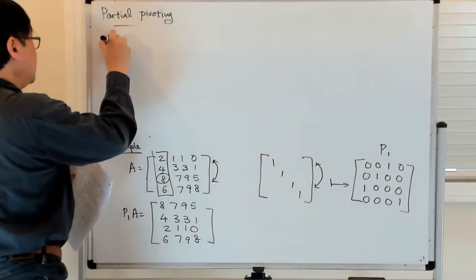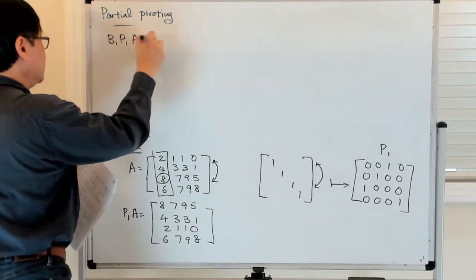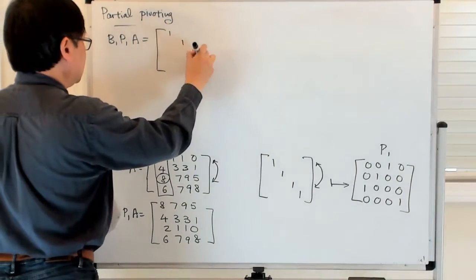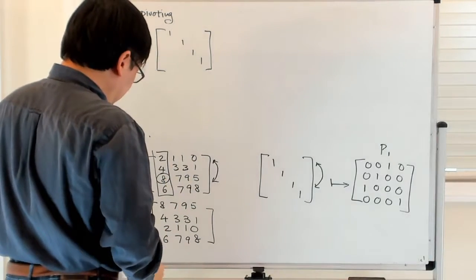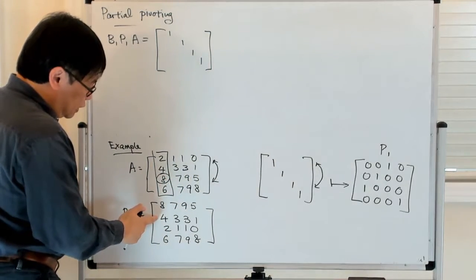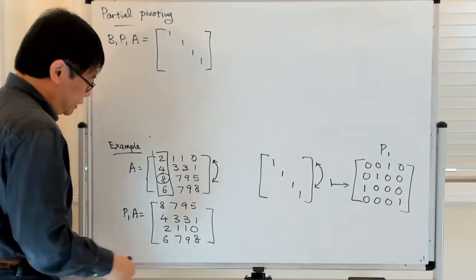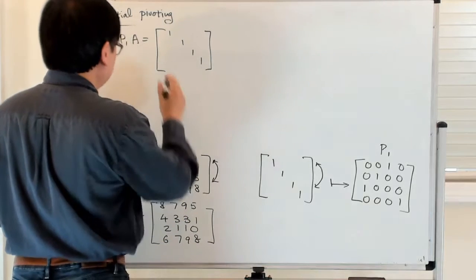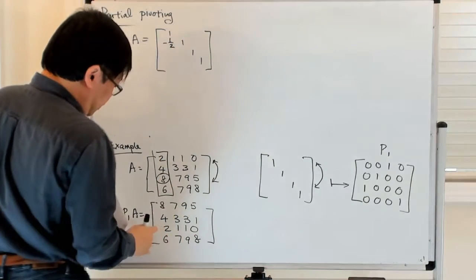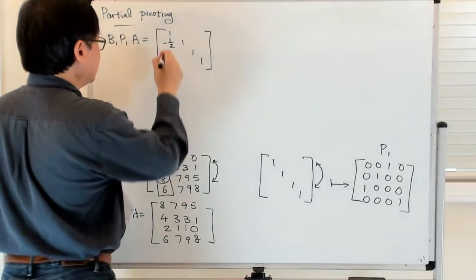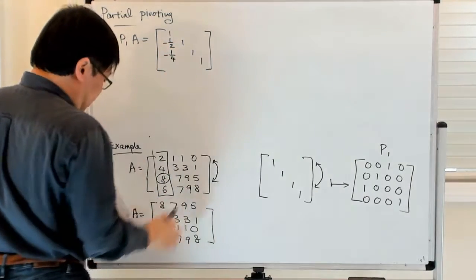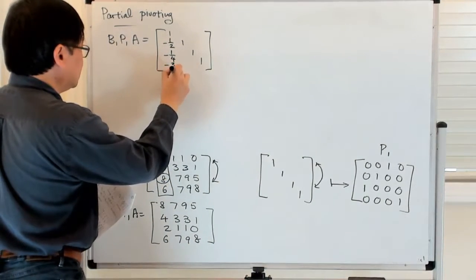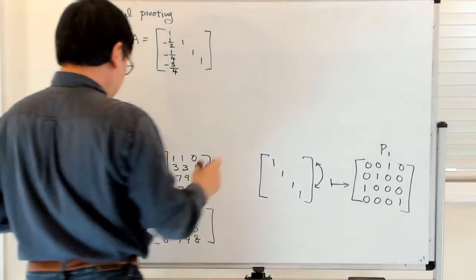So this is B1 times P1A. B1 has a diagonal of 1s, and the coefficients involve each of these entries divided by 8 with a minus sign. So the first entry is 4 divided by 8 with a minus sign, that's minus 1/2. The entry here is 2 divided by 8 with a minus sign, that's minus 1/4. Then it's 6 divided by 8 with a minus sign, that's minus 3/4. So that's B1 times P1A.